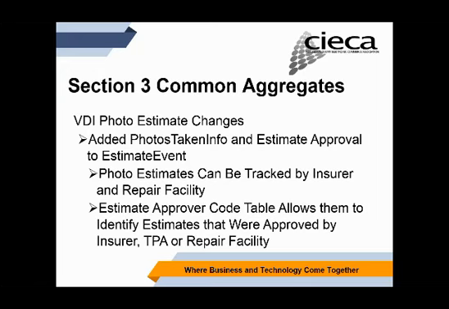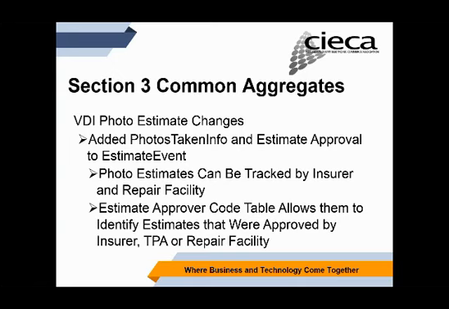Now let's focus on Section 3, the changes that were made that potentially impact multiple messages and committees. Our photo estimate team took on the challenge of developing a vehicle damage photo estimate message. Changes in this section were to add photos taken info to the estimate event. Photos taken info can occur multiple times to enable the reshoot by the initial photographer, the third-party administrator, carrier, or repair facility. The estimate approver was also added to track who approved the photo estimate.